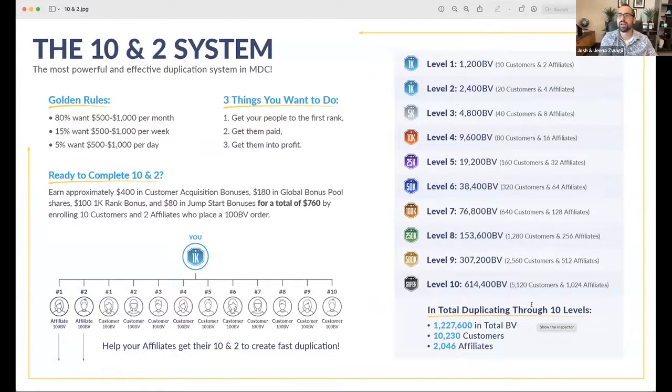They want to enjoy products. They want to refer some people, make some money. That's like most people in network marketing. 80% want to make 500 to 1,000 per month. 15% want to make 500 to 1,000 per week. And 5% want to make 500 to 1,000 per day.